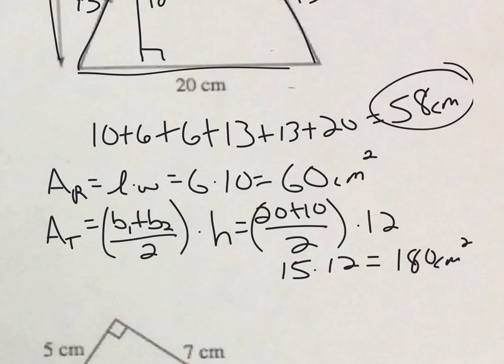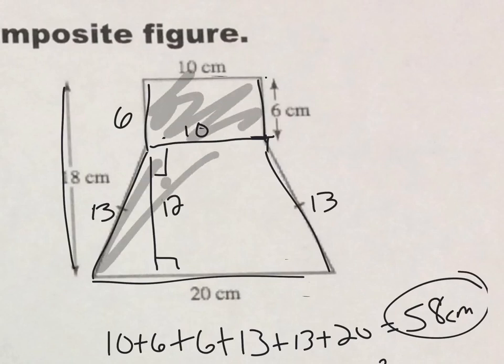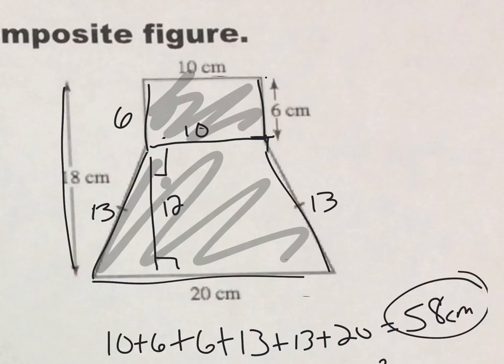And then you combine 60 plus 80, which then gives you 240 centimeters squared. That is the area of the whole thing. If you want, if you do the shape, you can always shade in. So I did this shape with the area of the rectangle. Now I did all this. Now everything is shaded in.